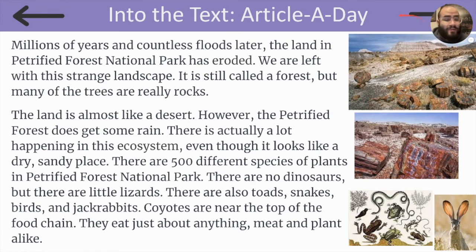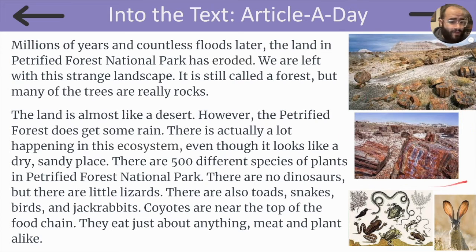This is the Petrified Forest National Park. You can see these rocks aren't actually rocks. They're pieces of petrified wood. The land is almost like a desert. However, the petrified forest does get some rain. There's actually a lot happening in this ecosystem, even though it looks like a dry, sandy place.